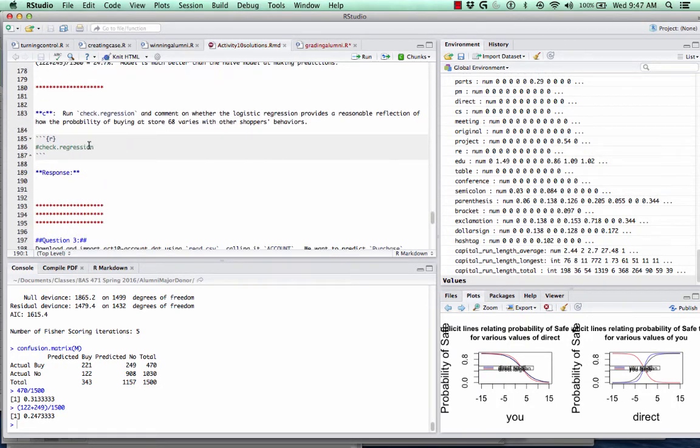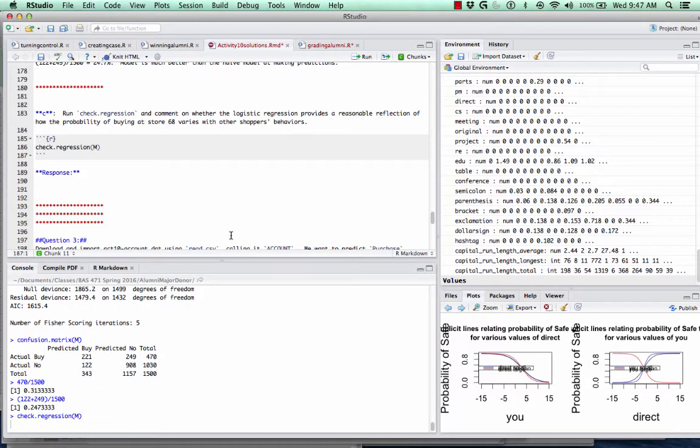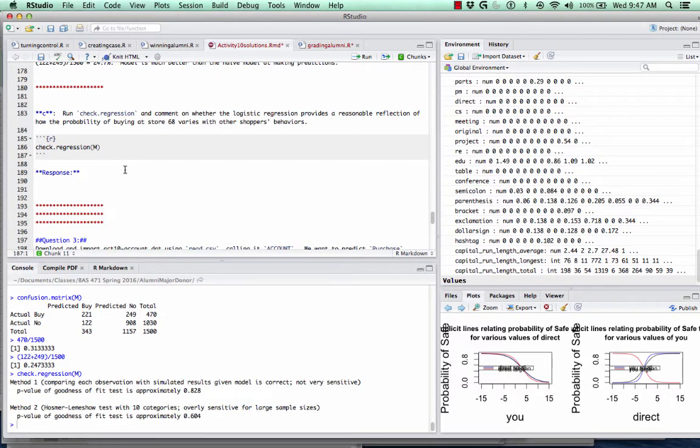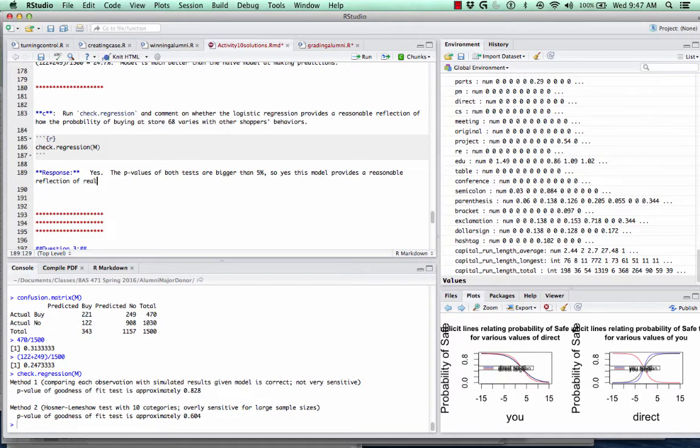All right, C says, let's check to see if this is a reasonable reflection of reality here. So we'll look at the p-values of the test of the assumptions, and it looks like that it is. So the p-values of both tests are bigger than 5%. So yes, this model provides a reasonable reflection of reality.